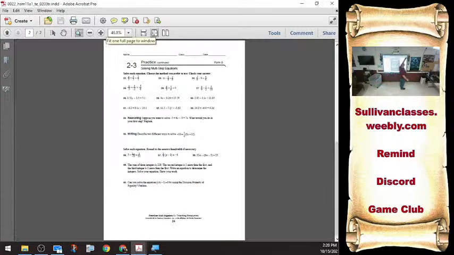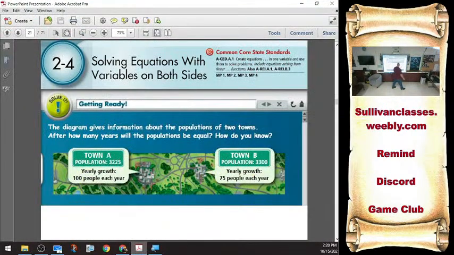All right. So, it's been a while. We're going to start with a problem. Figure it out. The diagram gives information about the populations of two different towns. After how many years will the populations be equal? So right now, maybe call this Spearfish on one side, Lead-Deadwood on the other, right? Like they're relatively close to each other.